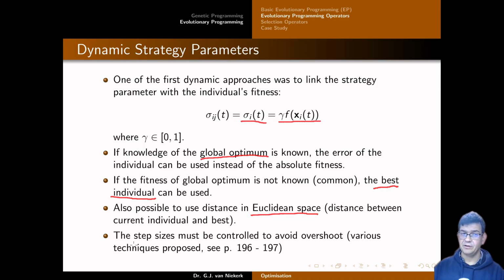Just be very careful with dynamic approaches that your step sizes must be controlled to avoid overshoot. It's quite easy, if your fitness is very high, or you don't have something in place to measure that properly to see how it overshoots, then of course it might have a runaway situation. That you also want to avoid. But that's dynamic strategy parameters.